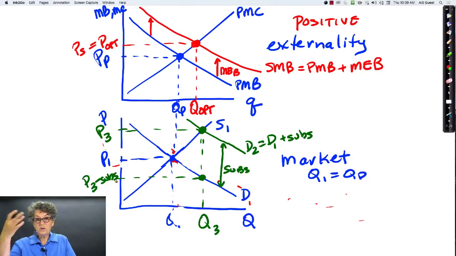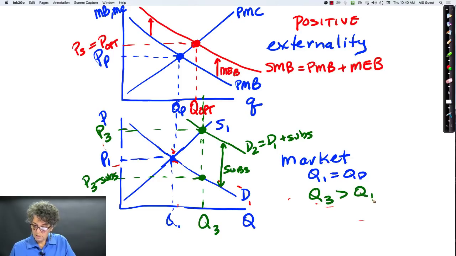So the consumers are paying less on net. P3 minus the subsidy is lower than the price P1, and that's why they're willing to buy more. The sellers are receiving more. They're receiving P3 instead of P1. That's why they're willing to produce more. But now our subsidy is too big. The quantity Q3 certainly is bigger than the original market quantity, but the subsidy is too big, which means that the quantity Q3 is bigger than the optimal quantity.